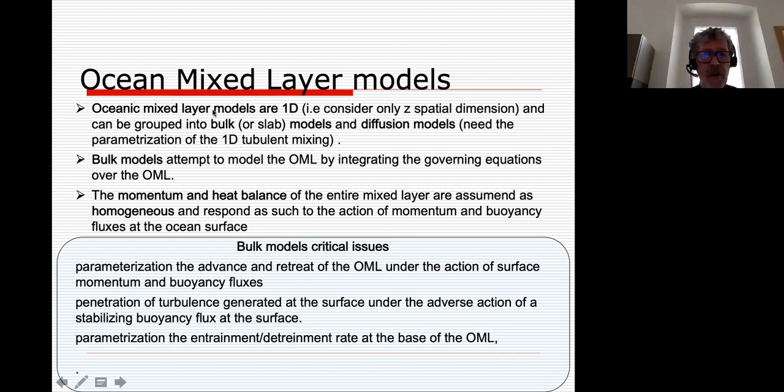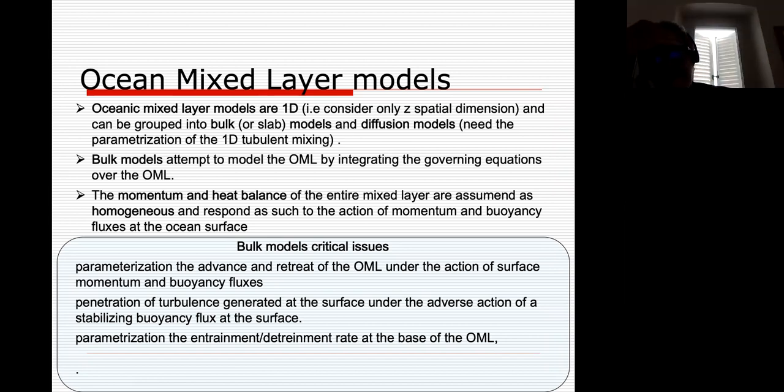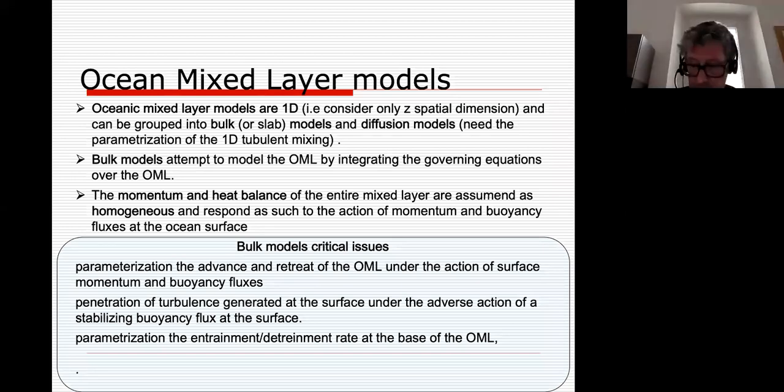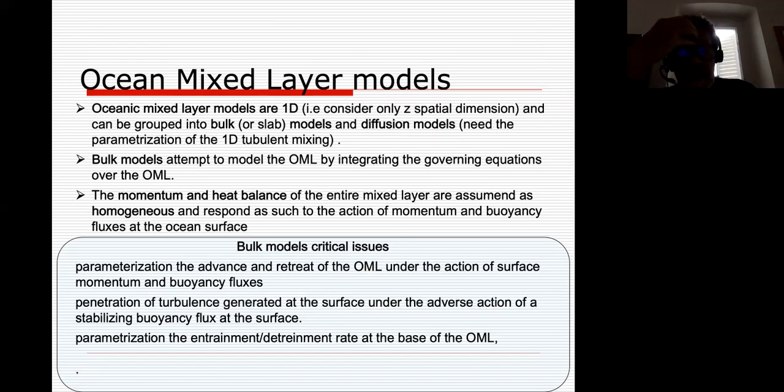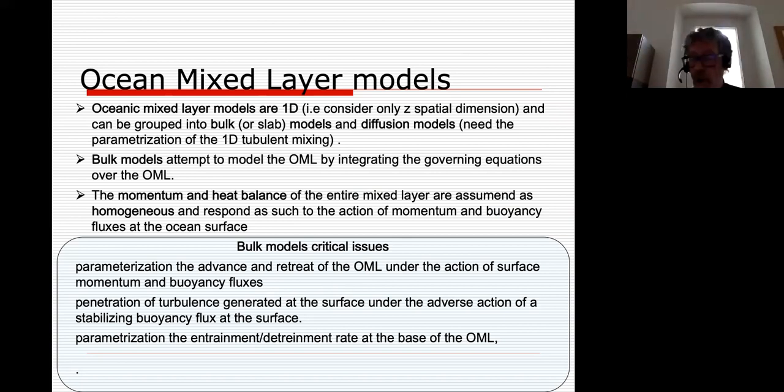Instead, ocean mixed layer models are 2D, but not horizontal. The dimension that we consider here is the vertical one. This means that we have to change a bit our understanding and our approach. Vertical processes are important, they are dominant here.